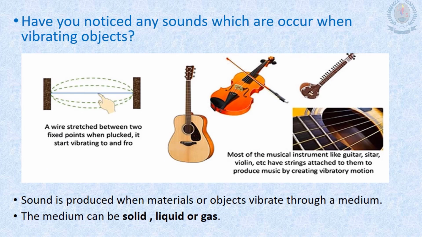Have you noticed any sounds which occur when objects vibrate? When we are stretching a wire or when we are playing a guitar, violin or sitar, we can hear a sound. We can hear that sound because of the vibrations. So, sound is produced when materials or objects vibrate through a medium. This medium may be a solid, liquid or a gas.